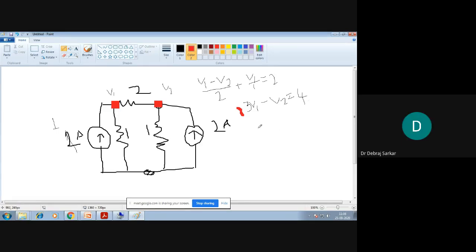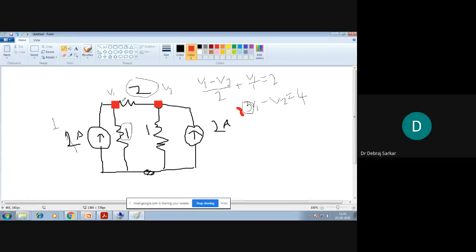Now, Sania, you see this first equation, 3V1 minus V2. You can see this 3 is coming from 2 and 1, right? 2 plus 1. So this is the self admittance. A self admittance is the sum of all the admittance connected to the node.